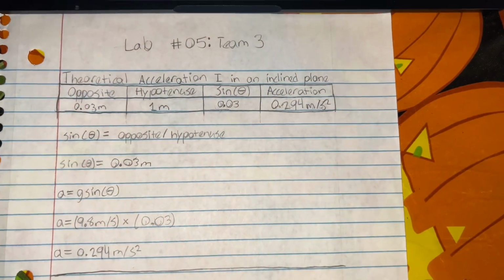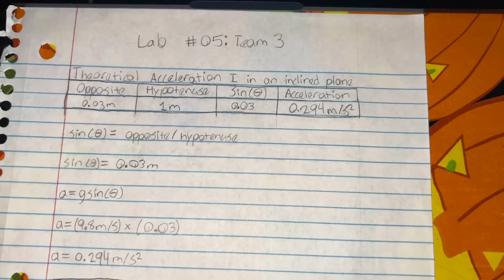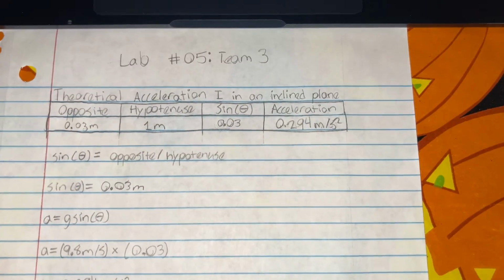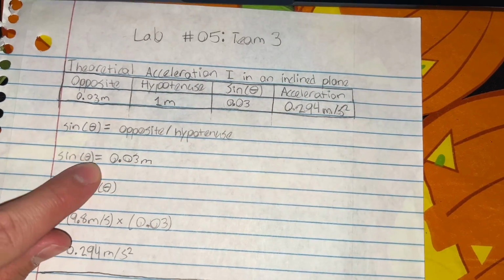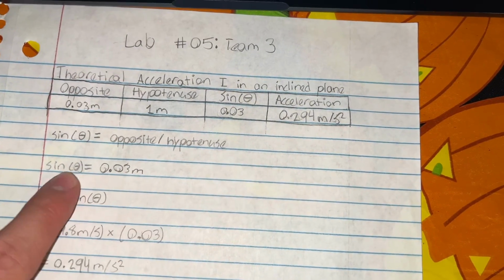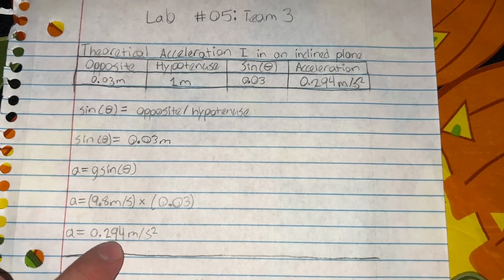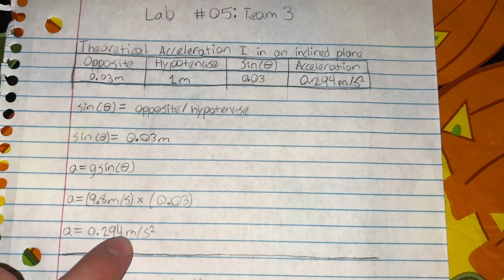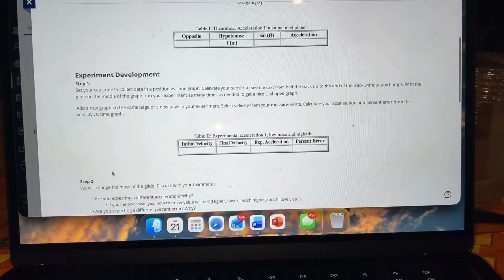Basically, first we were looking for our theoretical acceleration of what we thought it was gonna be on an incline plane. So these are our values that we were able to determine using some measurements of the weights and whatnot. And we were able to use this formula, which we plugged these values into to give us our theoretical acceleration of 0.294 meters per second squared. So with that, we were able to now start our experiment.